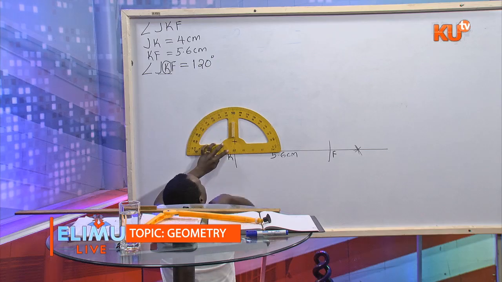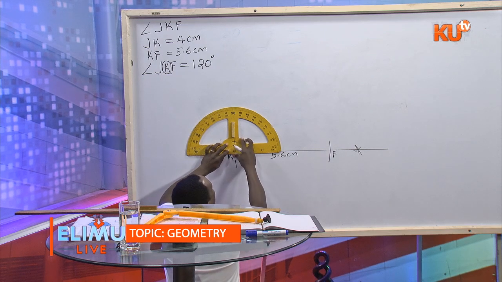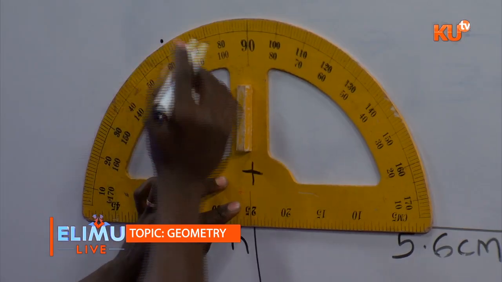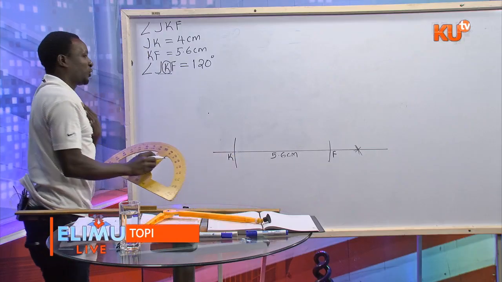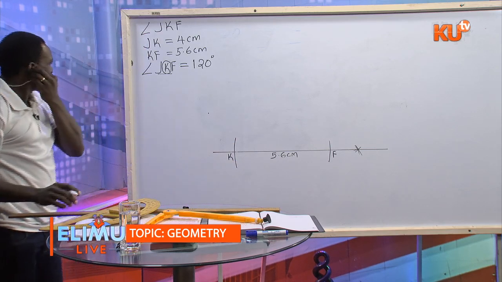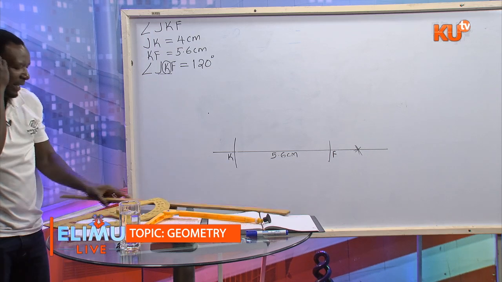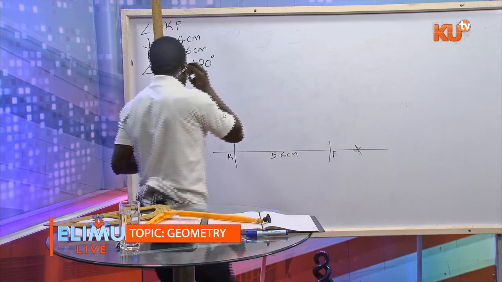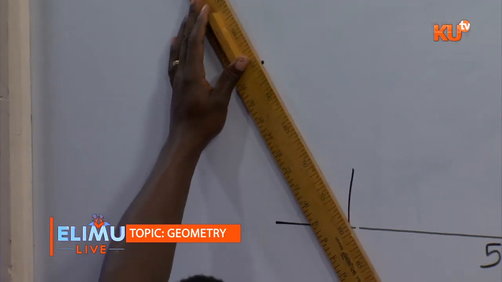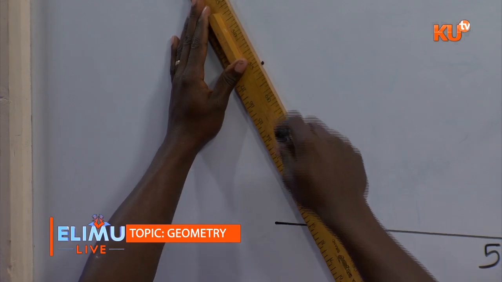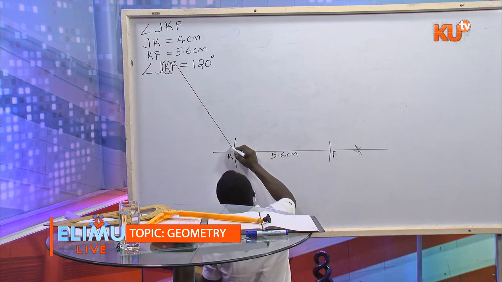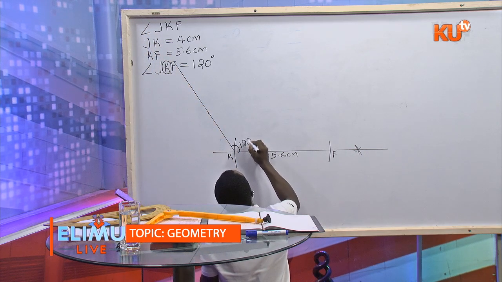We have 120 degrees. Move with the inner scale until where you have 120. Put a mark there, and ensure that that mark is visible. You can see it. After putting the mark, take your ruler, the straight ruler, and then come to K, straight, without shaking, draw a straight line, a long one. Don't care where it will go, just draw a long line. And then this angle here, it is 120 degrees.